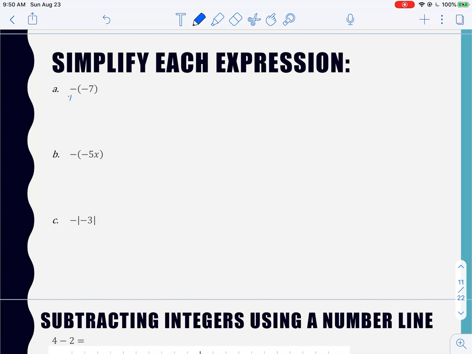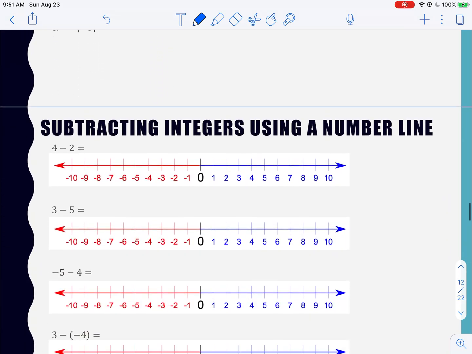So let's talk about these. When you see a negative sign out in front of a number, instead of reading it as a negative, you can read it as the opposite of. So you can read this as the opposite of, and then what's in parentheses, negative 7. So what's the opposite of negative 7? It would be positive 7. So you guys go ahead and try the next two.